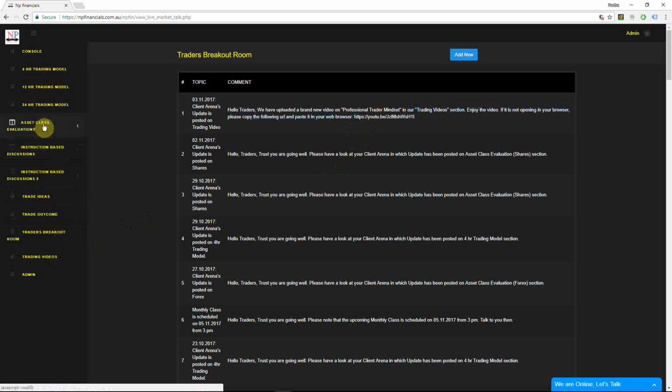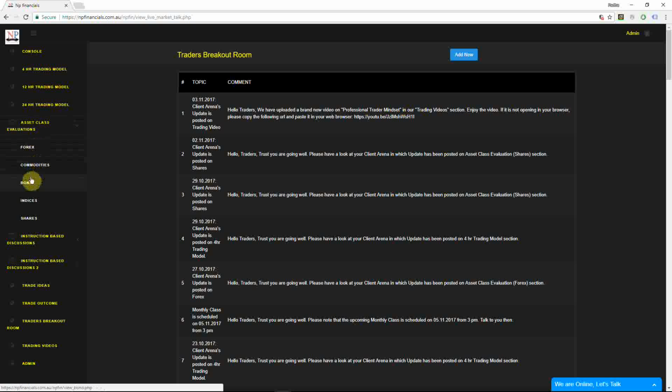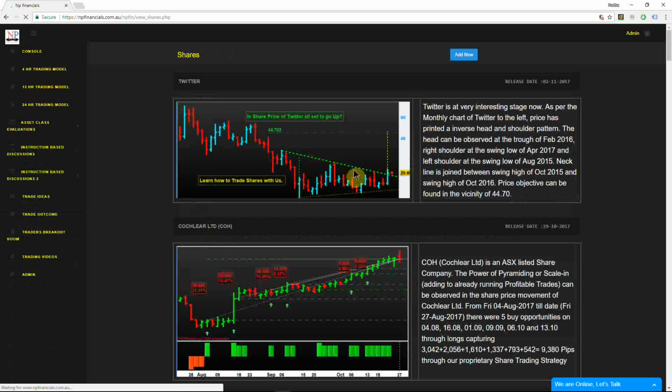But today what I was discussing was the market structure, which is hidden in this Twitter. Twitter is at a very interesting stage now. This is in shares. As per the monthly chart of Twitter, price has printed an inverse head and shoulder. Price has printed or plotted, I always use this term. The head can be observed as the top, you know what is a top, in February 2016. Right shoulder here, left shoulder there, the neckline here, and the price objective there.